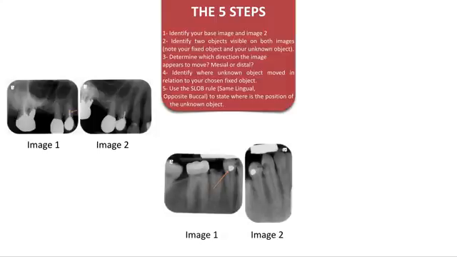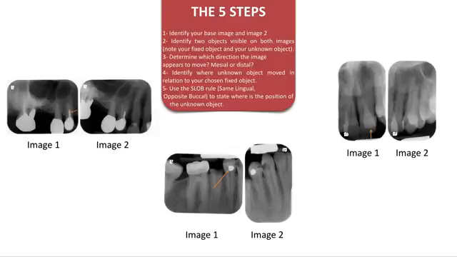In example 2, we are trying to find where the amalgam filling is placed on the lower right four. Is it on the buccal or the lingual surface? Again, image 1 is our base image. The fixed object is the lower right 4, and the unknown is the amalgam filling. Image 2 appears to be moving mesially, and as we can see, the amalgam filling is moving away, or opposite, to the horizontal shift. Therefore, using the SLOB rule, we can say the amalgam filling is placed on the buccal surface of the lower right 4.